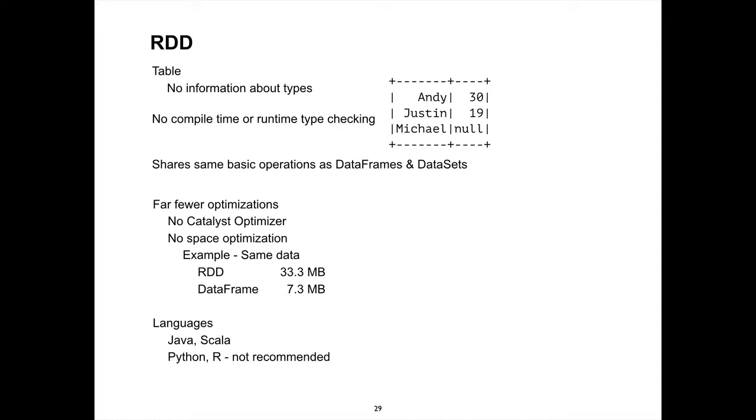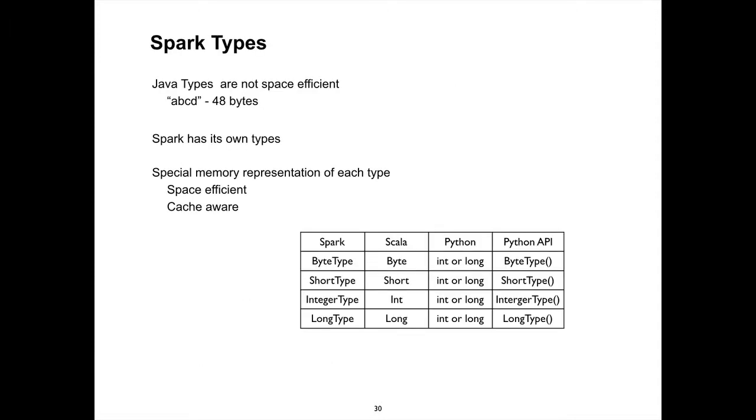Why? Well, because there's no type information here, and there's no type information here, right? And like I said, the Spark types, the Java types, are not space efficient, right? So the string ABCD takes up 48 bytes.